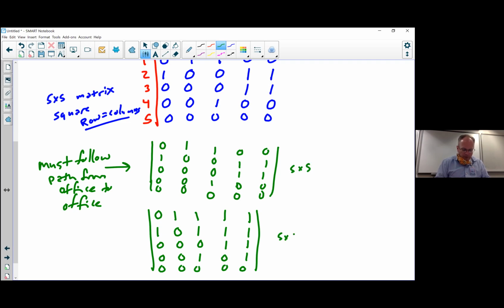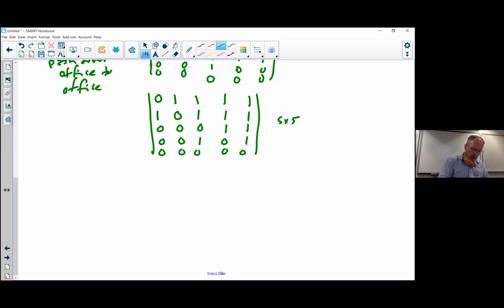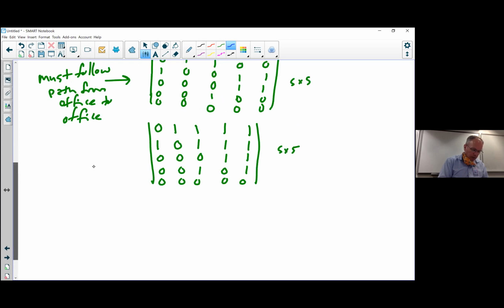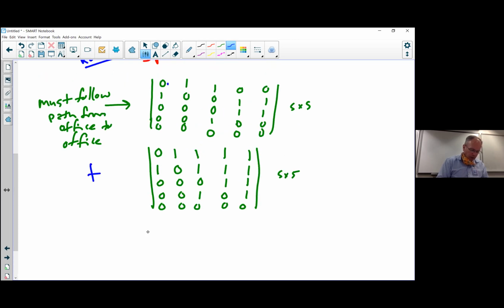So if you wanted to figure out which office had the most power in this situation, I'm going to add my 2 matrices together. So it's part to part. So 0 plus 0 is 0. 1 plus 1 is 2. 1 plus 1 is 2. 0 plus 1 is 1. 0 plus 1 is 1. And you just do each part. That's 2, 0, 1, 2, 2, 0, 0, 0. 1 plus 1 is 2. 1 plus 1 is 2.